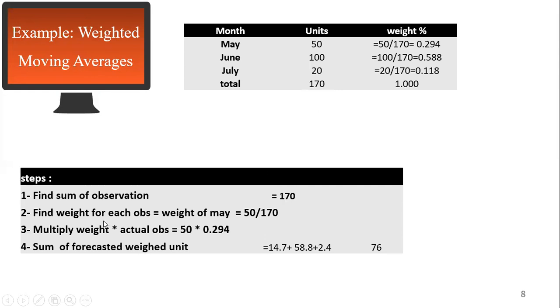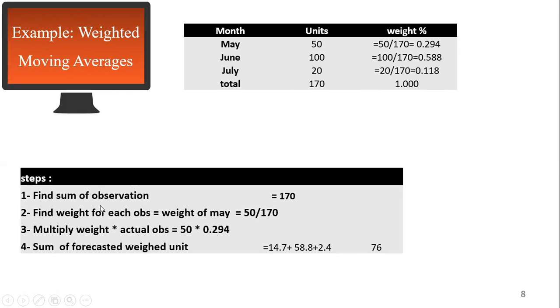Second step, I have to find the weight of each observation. What is the weight? I will take 50 divided by 170, it gives me 0.294. 100 divided by 170 gives me 0.588. 20 divided by 170 gives me 0.118. So the sum of all these weights will be 1.